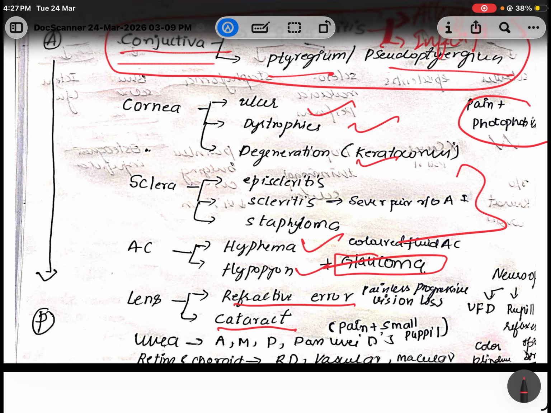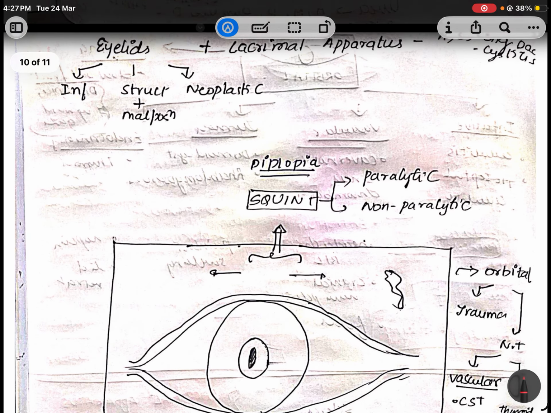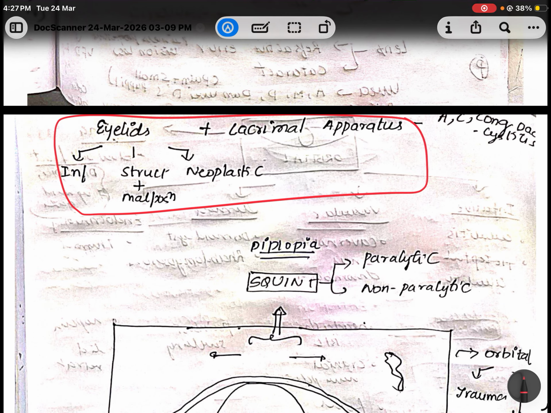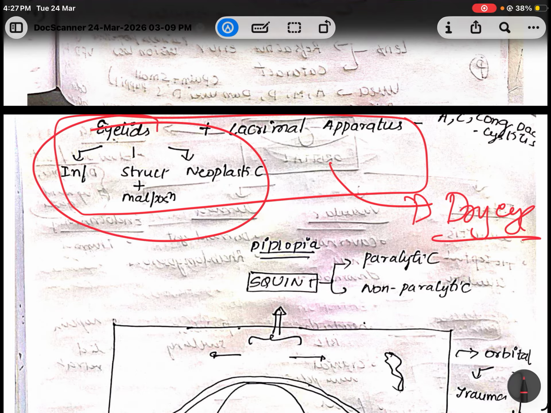Then coming to the uvea, you will have anterior, intermediate, posterior uveitis or panuveitis. Then retina and choroid diseases, and neuro-ophthalmology diseases. Another major thing is eyelids and the lacrimal apparatus; let us club these together. The major thing in the lacrimal apparatus is dacryocystitis, which can be acute, congenital or chronic. That can lead to a complication, dry eye. Then the eyelid conditions are what we'll be studying.